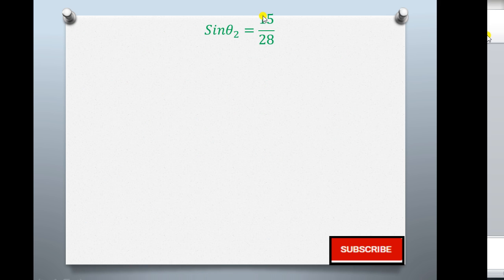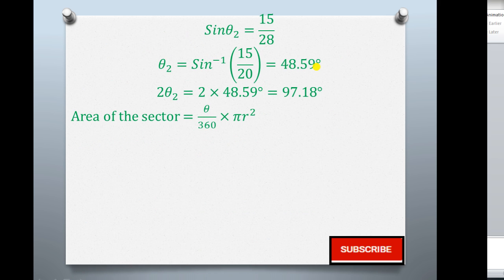So sine theta 2 is going to be 15 out of 20 using SOHCAHTOA. Automatically theta 2, I beg your pardon, this should be theta. Yes, so theta 2 equals sine inverse of 15 out of 20, which gives us 48.59 degrees if you press your calculator to 2 decimal places. Then automatically 2 theta 2 will be 2 times 48.59 degrees, which gives us 97.18 degrees.